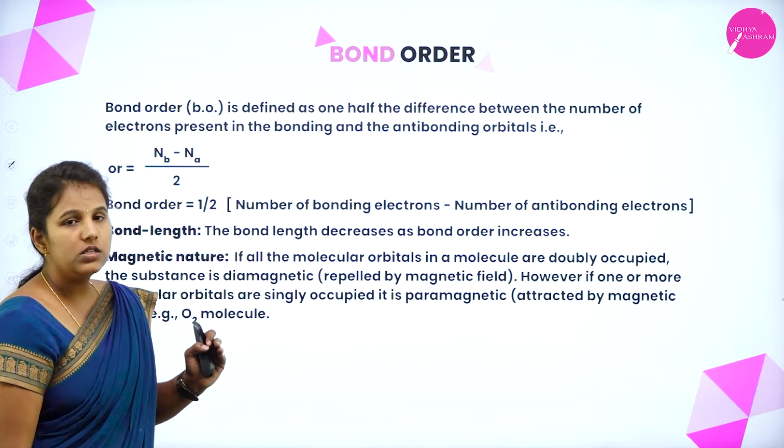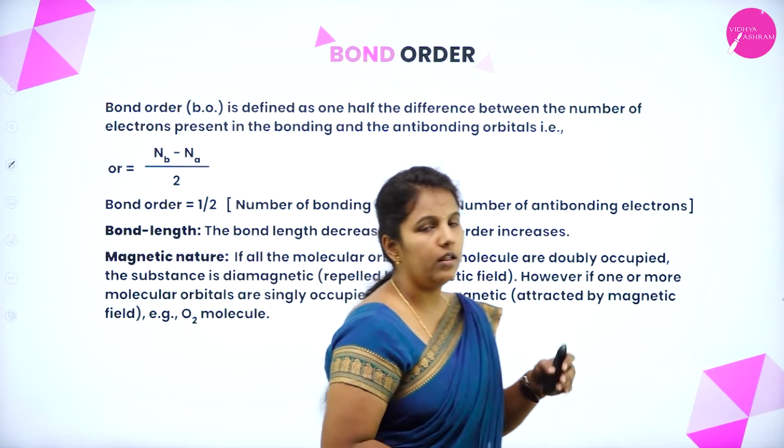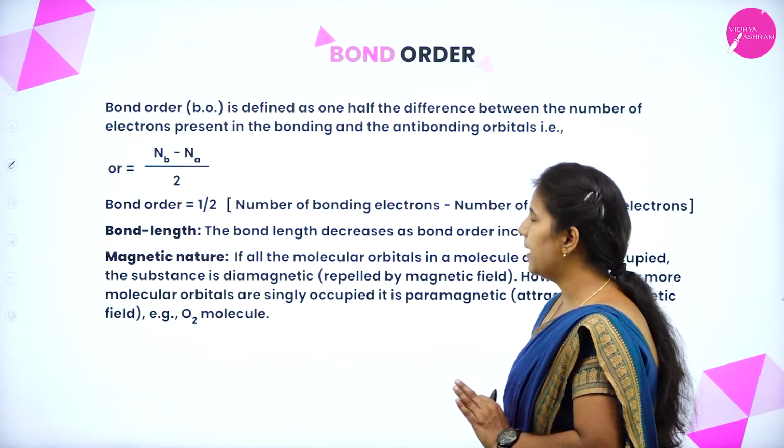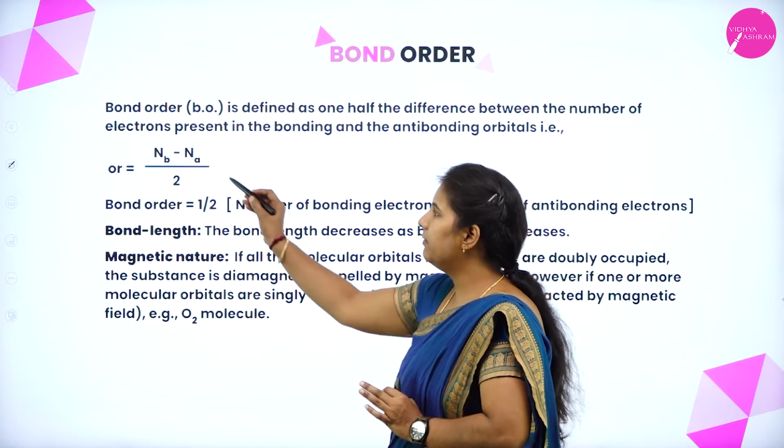Bond order. So how to calculate the bond order? For this, we have a formula here. The bond order is obtained by Nb minus Na divided by 2.